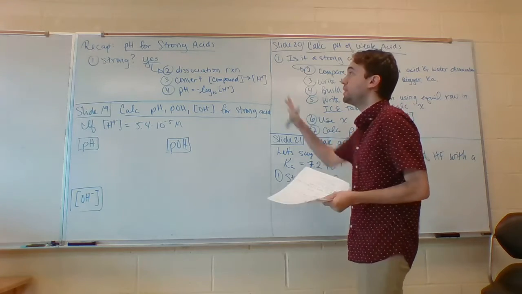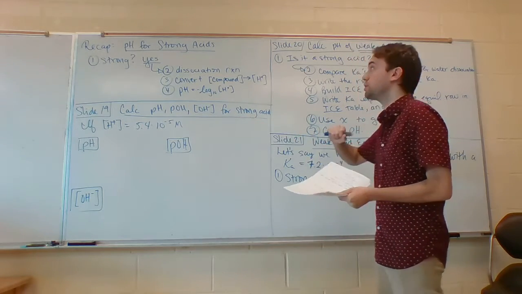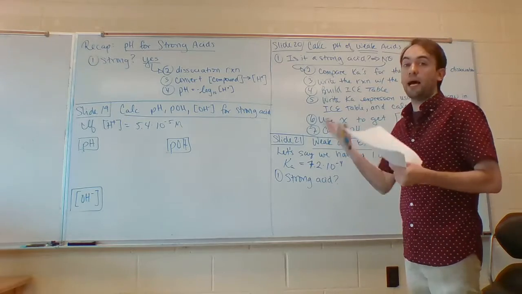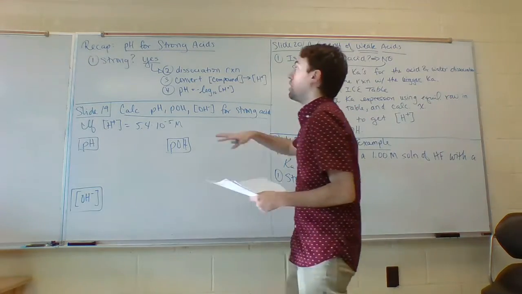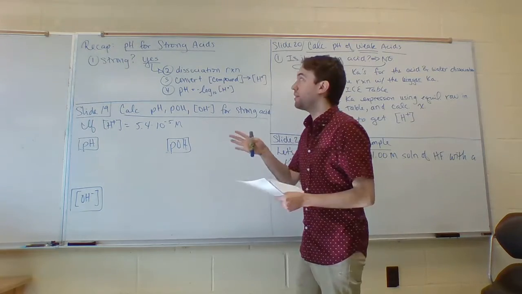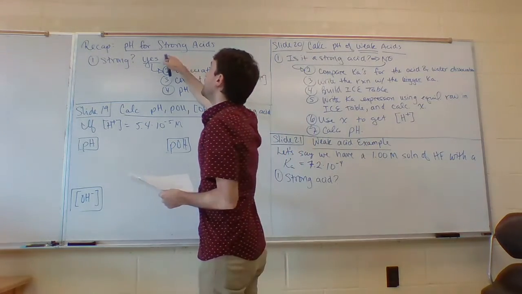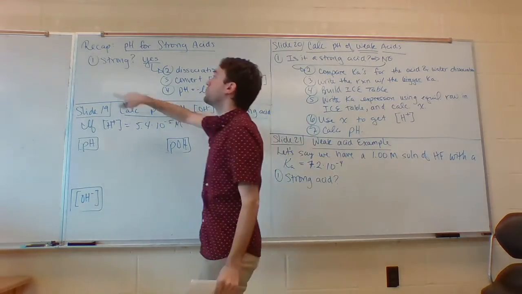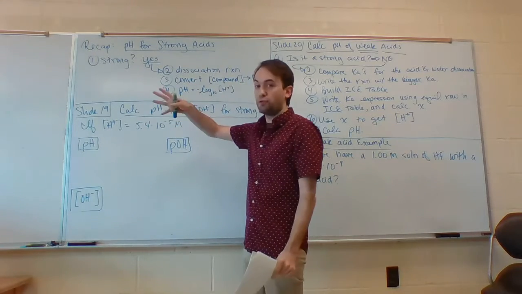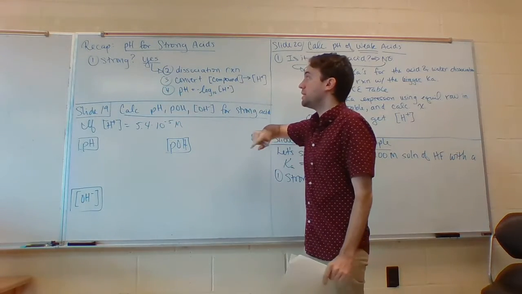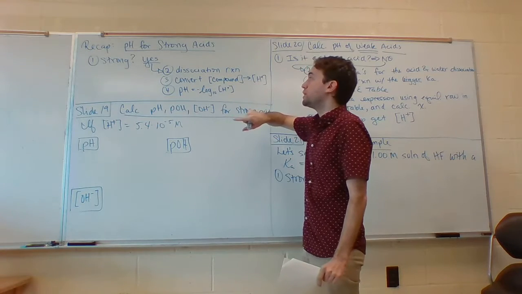All right, so today we're going to finish up our strong acid pH calculations, and then we're going to discuss how to do it for weak acids. So, as a recap for what we were talking about in the last video, we were calculating our pH for strong acids. Our procedure was to ask ourselves, is it strong? If it is, then we write our dissociation reaction.